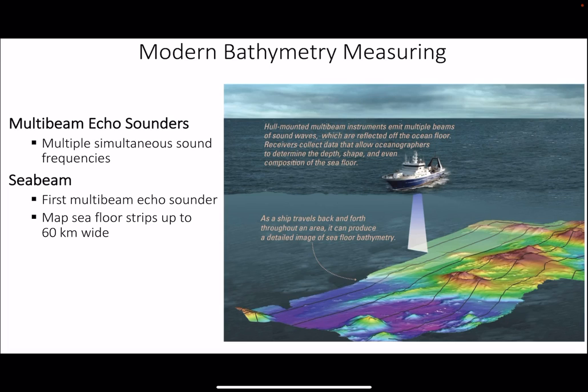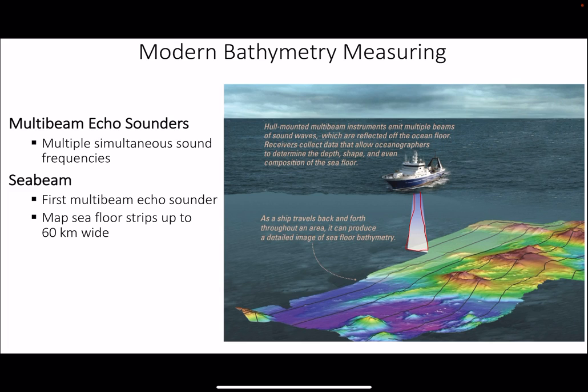Okay, moving to modern times. Ships started being able to use what they call multi-beam echo sounders. So this was now multiple sound frequencies, and you can see it allowed for a wider swath of the seafloor to be explored. The C-beam was the name of the first multi-beam echo sounder.